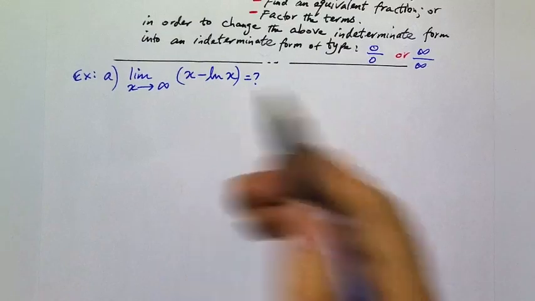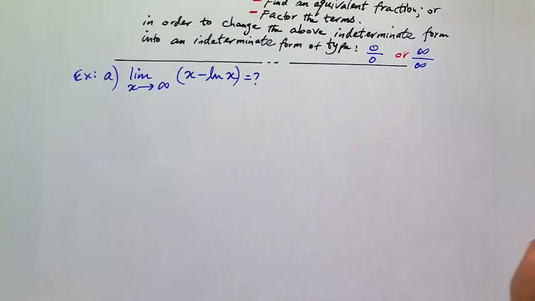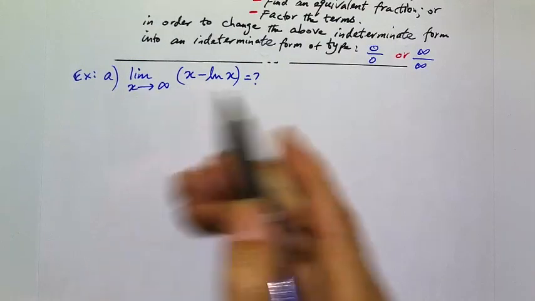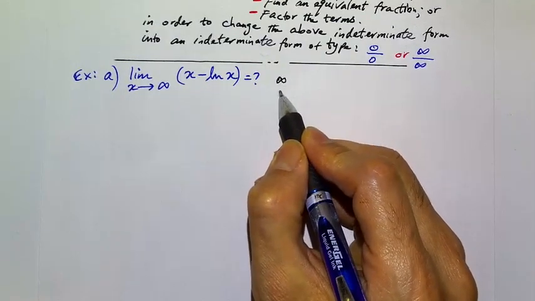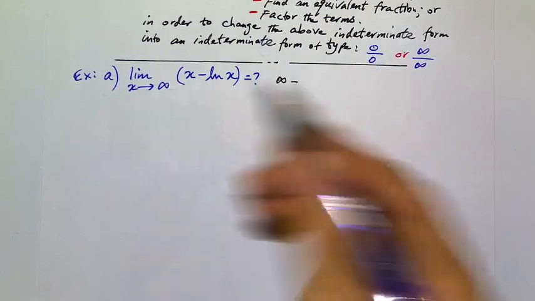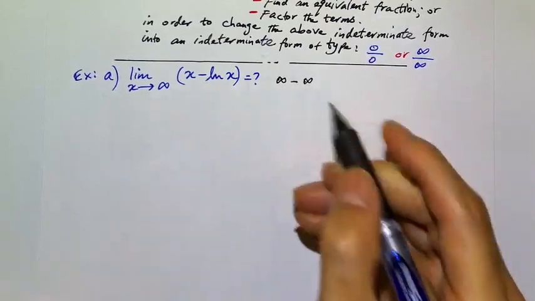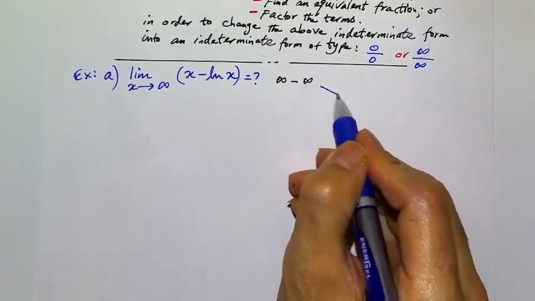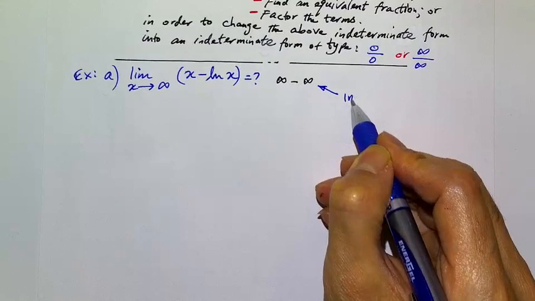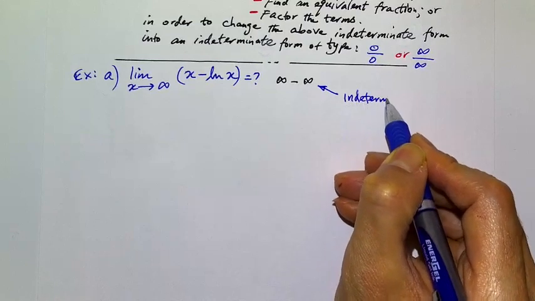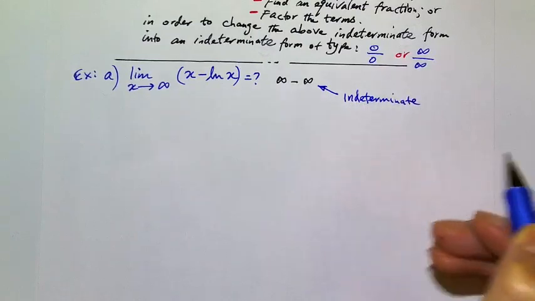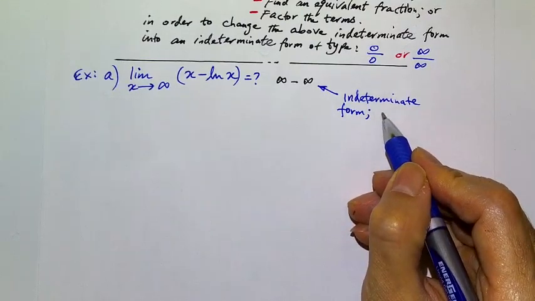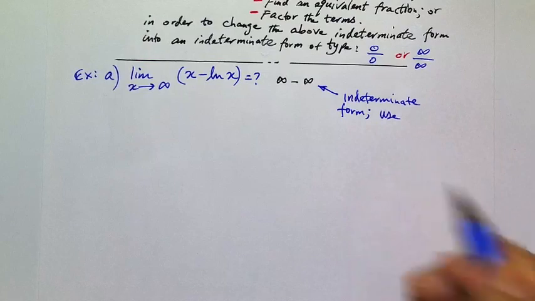So the first thing, we want to establish that this is an indeterminate form, right? So if we apply the limit, what will we get? We get infinity minus natural log of infinity, which again is infinity. So this is an indeterminate form. We've established that. So we want to use L'Hopital's rule.